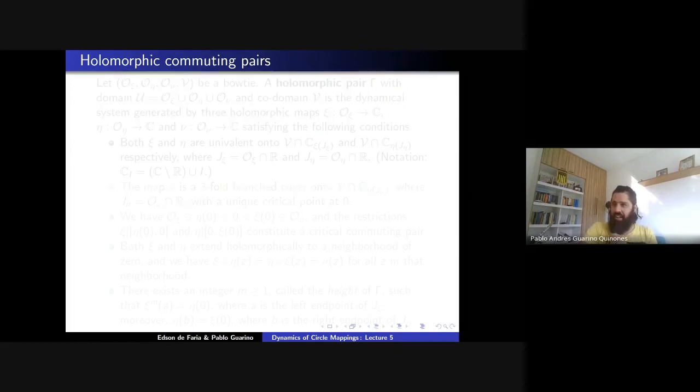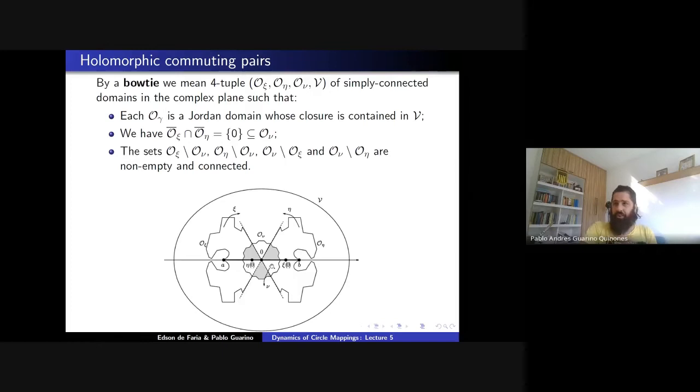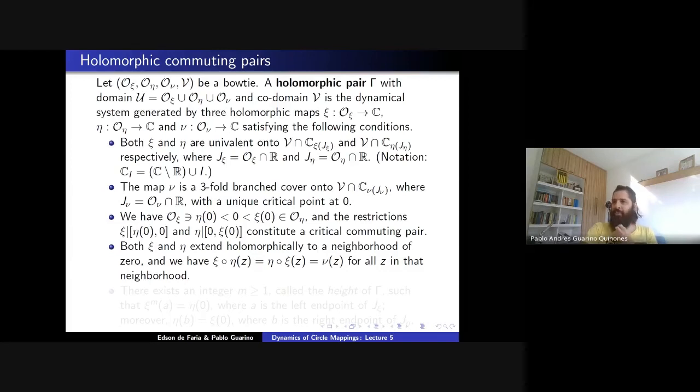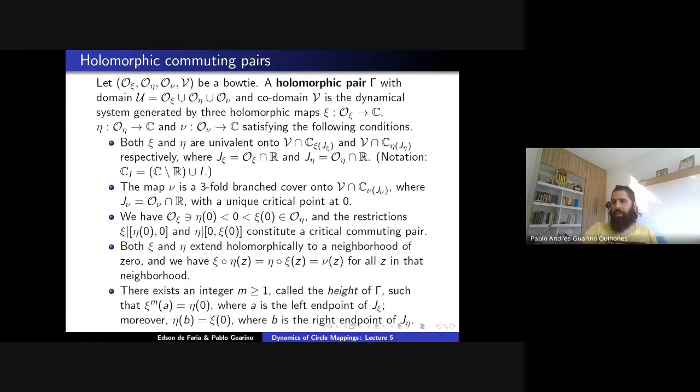So, as you can see here, eta and xi will have a critical point at zero, and then you are considering these domains in such a way that inside this domain, both eta and xi are univalent. Remember, univalent means holomorphic and injective, so you have no critical points inside. You only have regular points, or in another way to say, they are a holomorphic diffeo onto the image, which is this big guy V. I'm talking quickly about this because Edson just explained this, and he knows this better than anyone, so what could I say after his explanation? So then this is the definition, the same one that is in the book and that he was talking about. So let's go back to the picture.